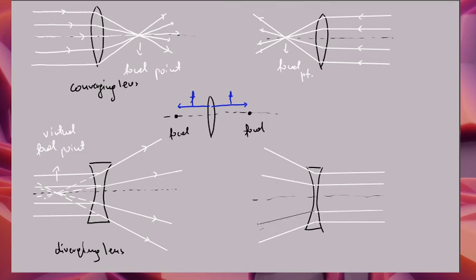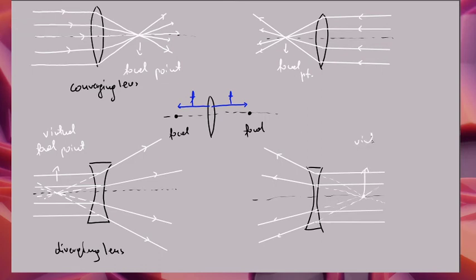Now let's give these rays direction, so they're going in this direction. If you were to extend these, you would find that they would cross at a specific point, just like before, but now they would cross on the other side. And so you will end up with another focal point.